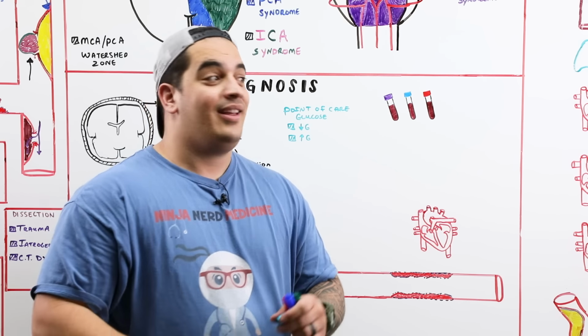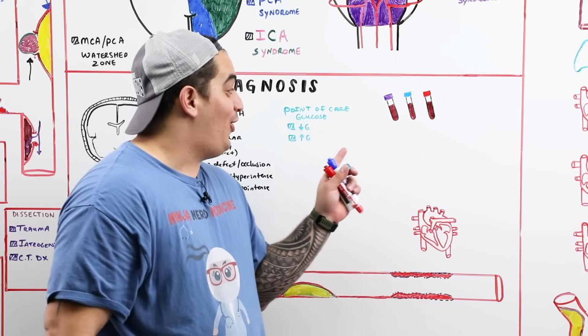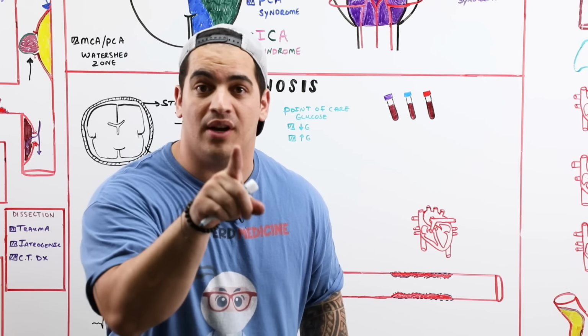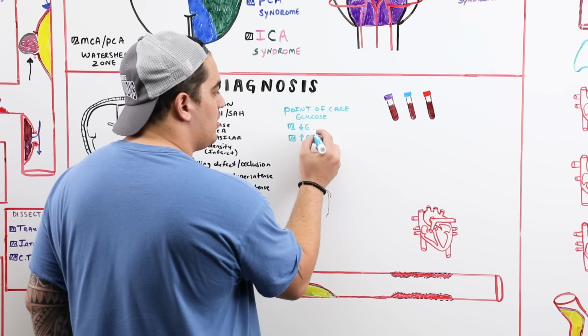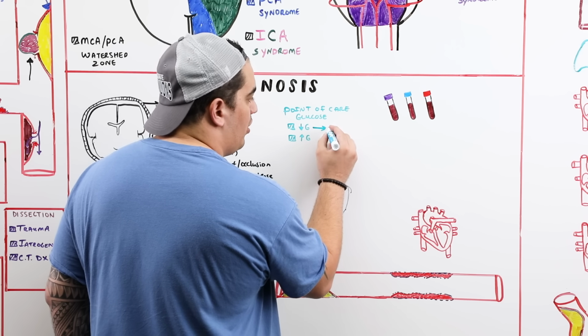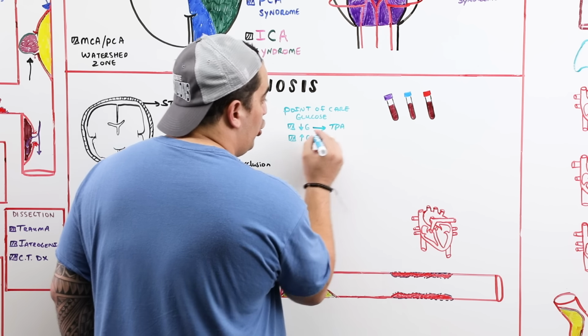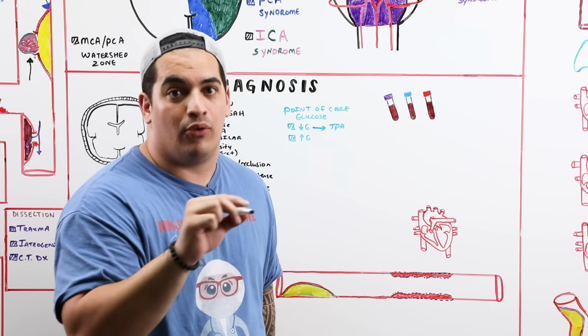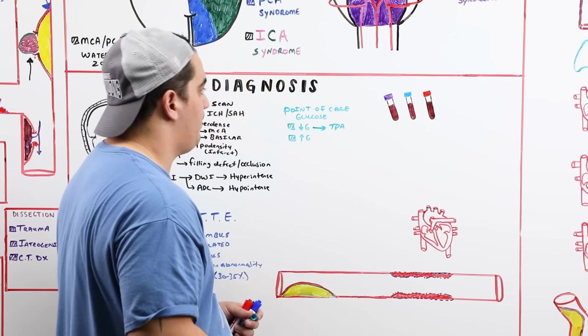Gotta make sure that before I give them TPA, are they actually having these kind of weird symptoms because they're hypoglycemic? Also, another important thing is that if someone has low glucose, you need to make sure that before you give them TPA, you correct the glucose. Okay? You can't have hypoglycemia before you give TPA.